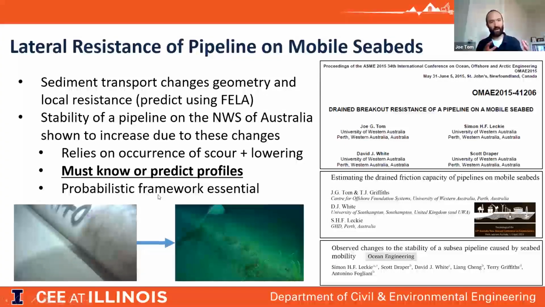So thinking about the soil properties probabilistically, but even more important is the metocean conditions and the environmental conditions, thinking about that probabilistically. And some of this is work that was done in the Stable Pipe JIP, and you can read some of those papers in OMAE from a couple of years ago.